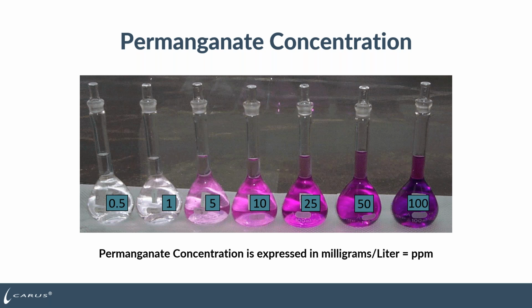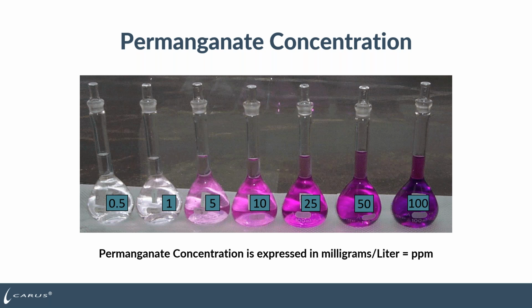As you increase the concentration to 5, 25, 100, it starts to become more pink and then to a purple coloration, which is why the 20% and 40% concentration of Carus looks almost dark black. It's just really a dark purple color because the concentration at 20% is 200,000 parts per million versus what you see here of 1 or 100 parts per million.